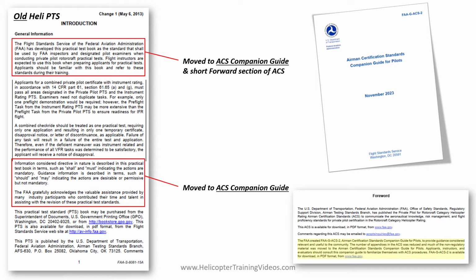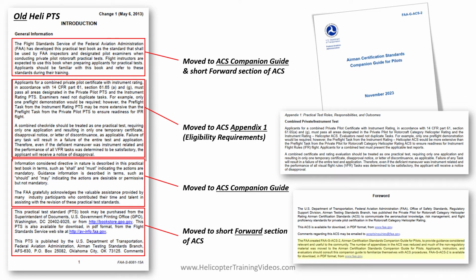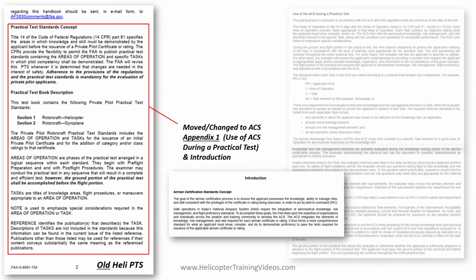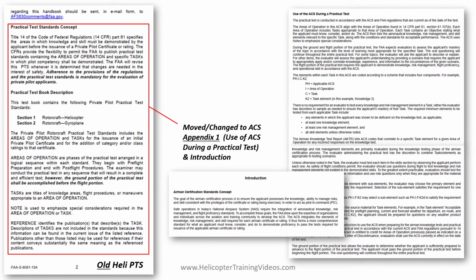This section here, talking about use of the words should and may, has been moved into the companion guide. And this little piece here about where you can get the copies of the PTS has also been moved into the foreword section. This bit here in this particular example is talking about the combined private and instrument check ride, and that will be put into the Appendix 1. Here we're now looking at the practical test standards concept, the blurb that again is at the start of the PTS, and that's been moved into the Appendix 1, which is covering the section on the use of ACS during a practical test, as well as some pieces put into the short introduction of the ACS.